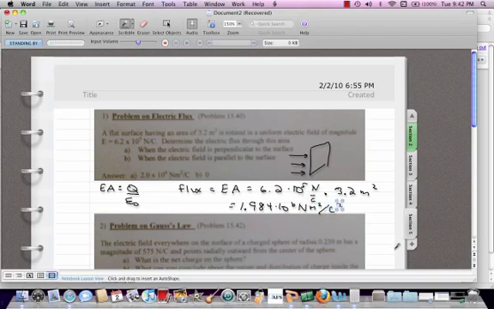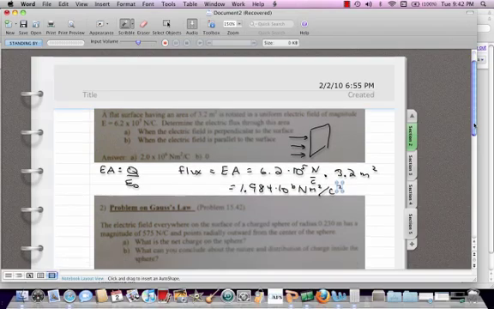And so then it says, what about when the electric field is parallel to the surface? And here the answer is 0, because when this turns, the electric field needs to go through a surface. And when it turns and the electric field is parallel to it, the electric field isn't going through the surface. It's parallel to it. So we end up with that B, that the answer is 0.